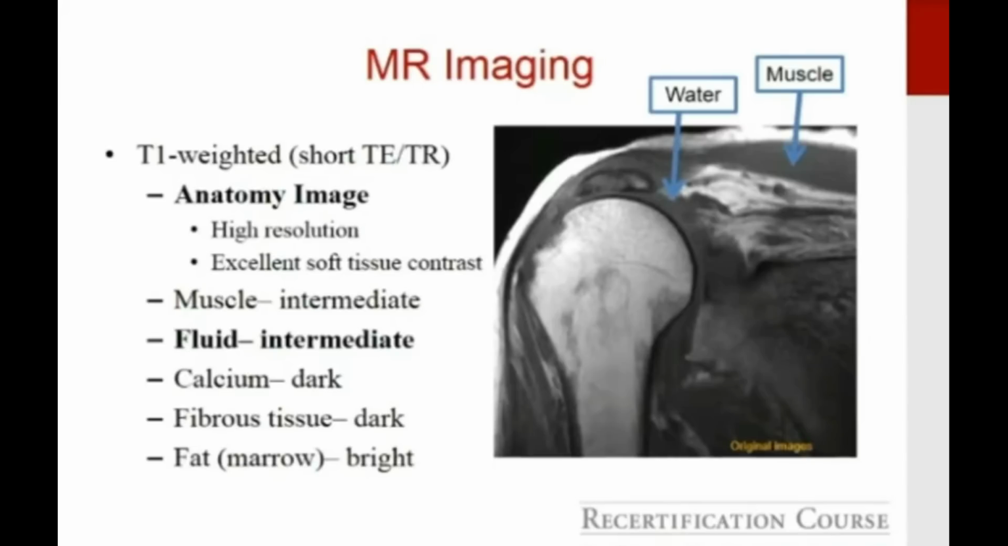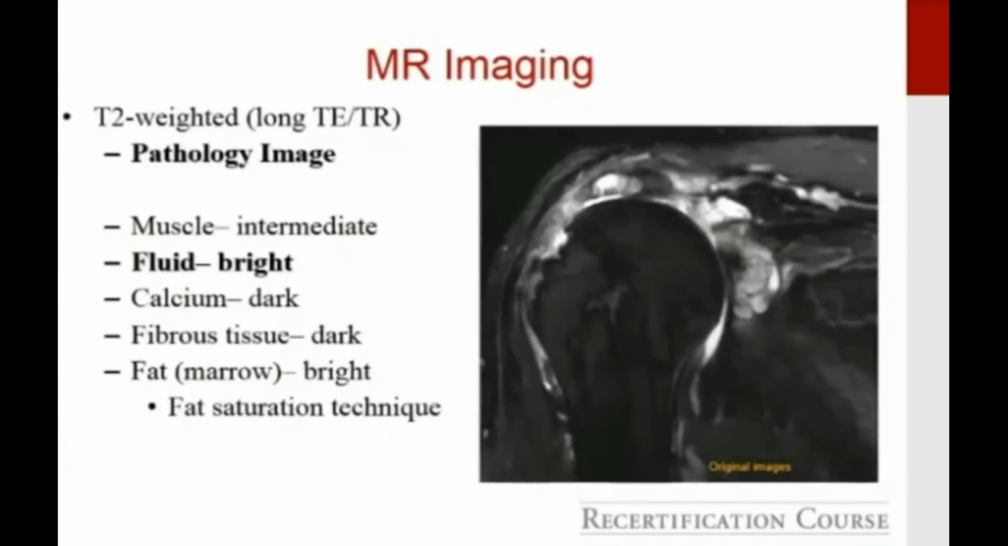We see that calcium, such as the cortex of bone or any soft tissue calcification, is going to be dark. Fibrous tissue, such as a tendon, a meniscus, or a labrum, are going to be dark on T1. And then the fat signal is bright on T1 weighted imaging. And we typically see fat signal in the subcutaneous fat and in the marrow of bone. So if you see bright signal in these areas, you know that you're dealing primarily with a T1 weighted image.